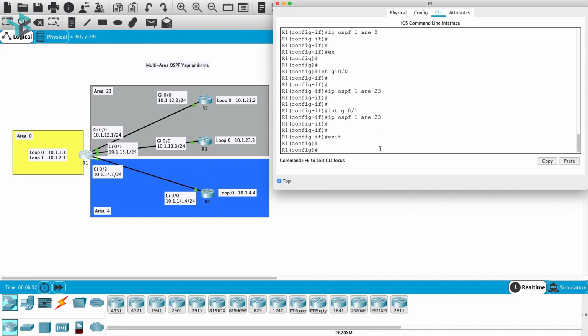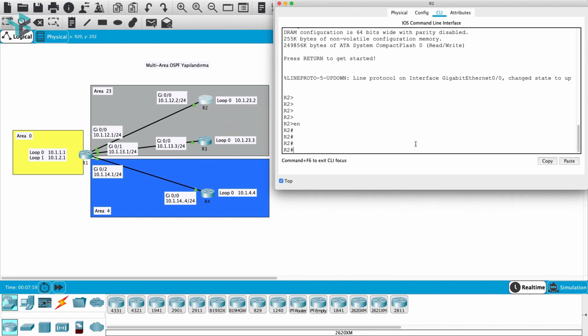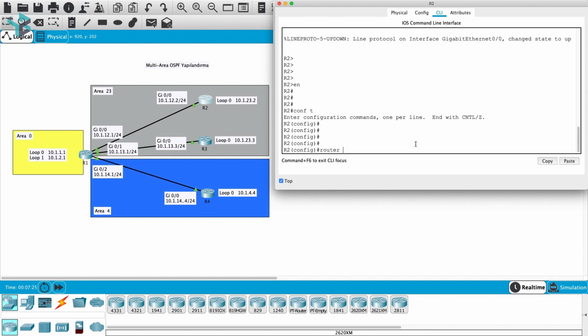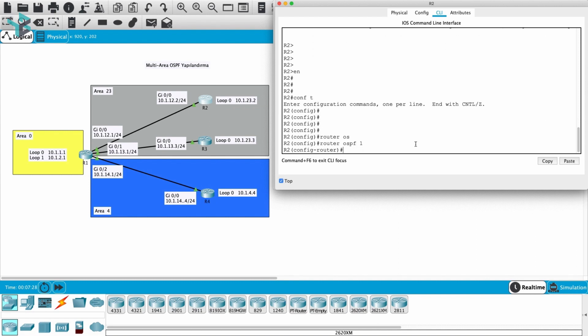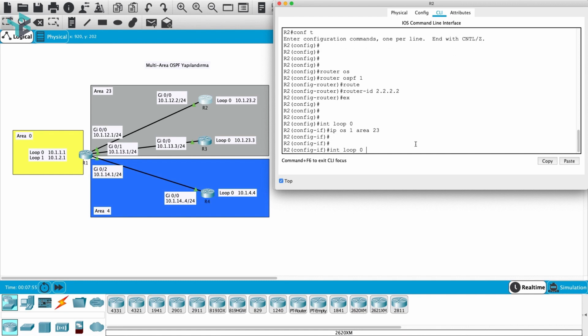I exit and switch to interface gigabit 0/2, which will have an OSPF process ID of 1 and an area of 4. I quit by typing end, now I switch to router 2. Let the router OSPF process ID be 1, and the router ID be 2. I go under interface by exiting, let's do interface loopback 0 first. I write ip ospf 1 area 23. Let's do interface gigabit 0/0 the same way.